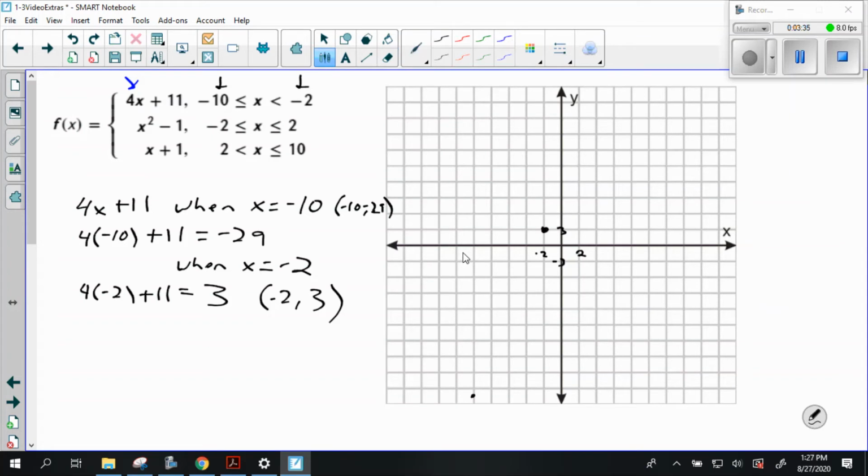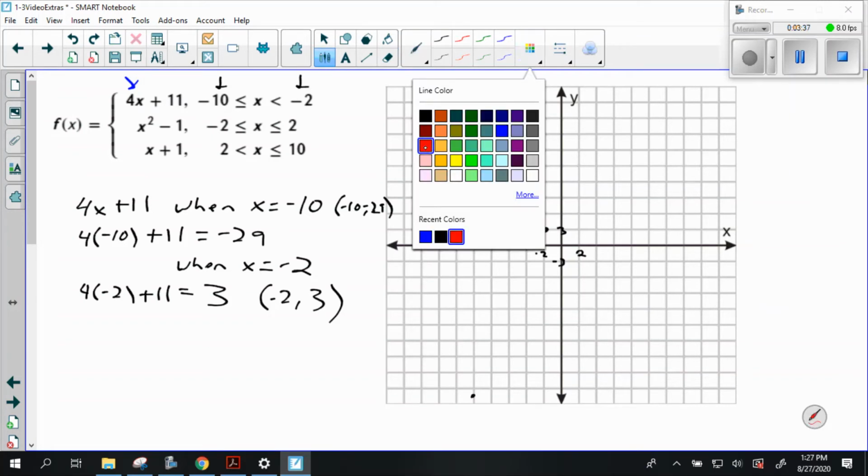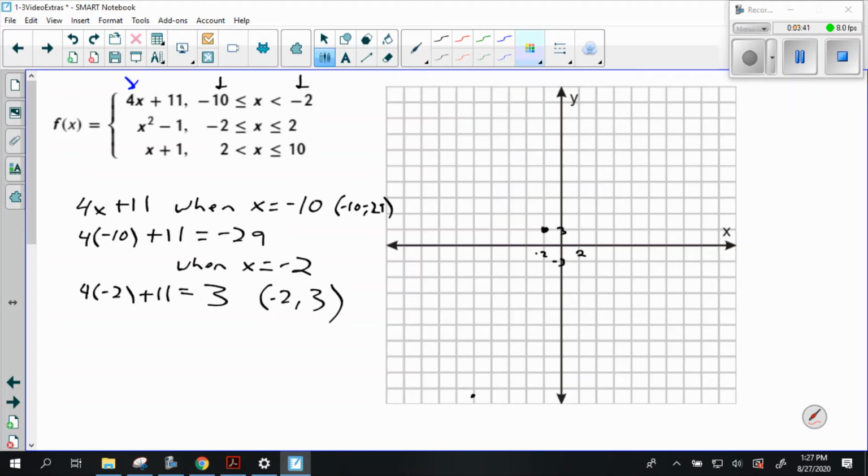Let's go ahead and graph it in red. Here we go, in red. It includes negative 10, right? So it includes negative 10. Oh, it does not include negative 2. Sorry about that. The negative 2 is not included, so that's got to be open. It does include x equals negative 10. So there's the first one.